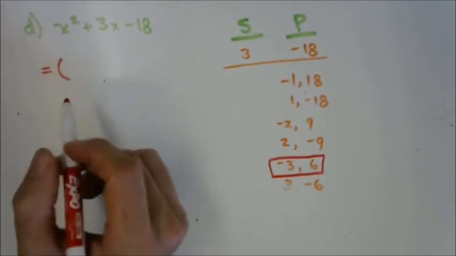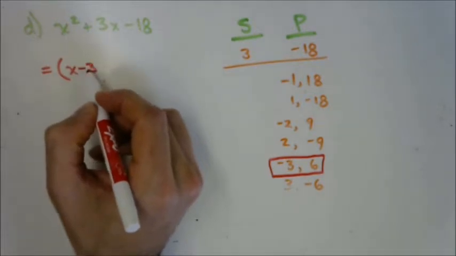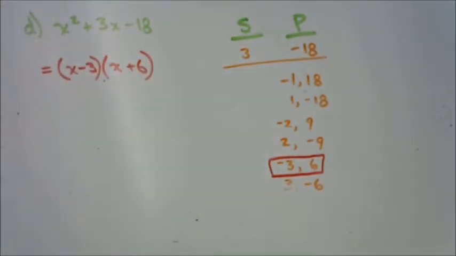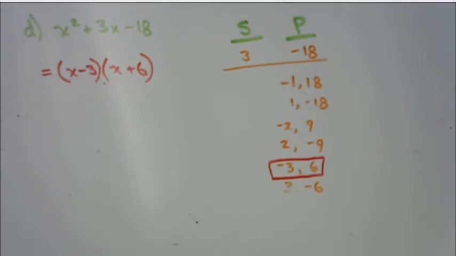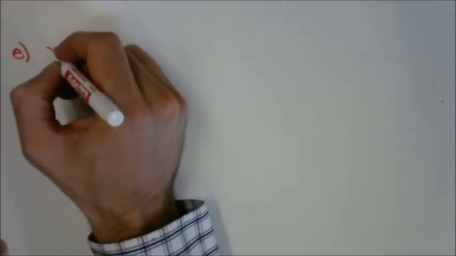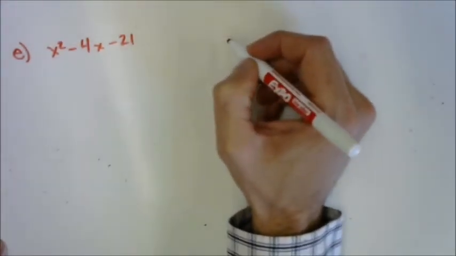We can rewrite it as a product of two binomials. We have x minus 3 and x plus 6. Wouldn't it be x minus 3? That's a very good question. Let's do one more quickly because we are running out of time. It's x squared minus 4x minus 21.